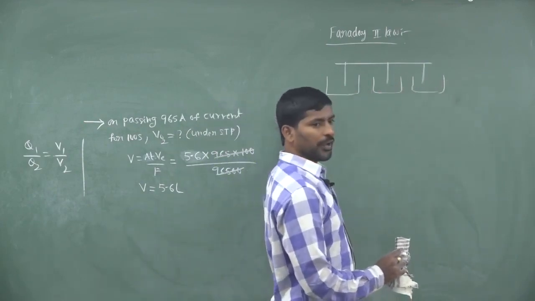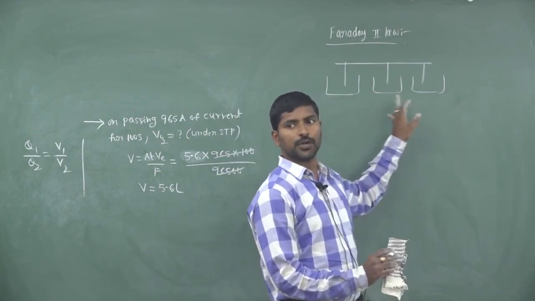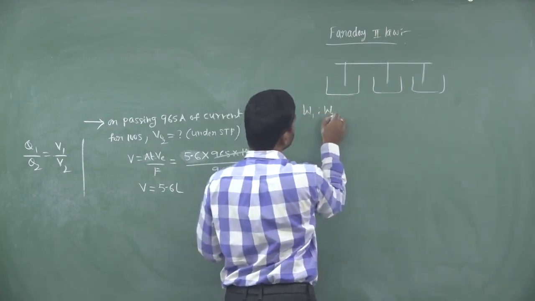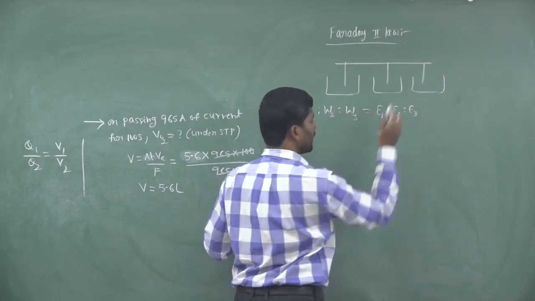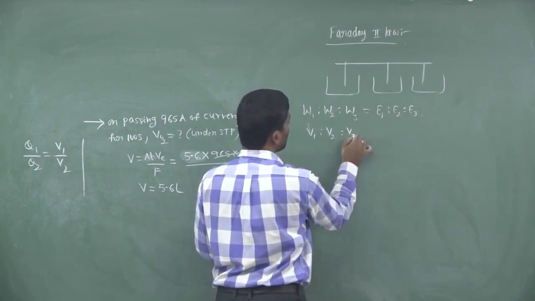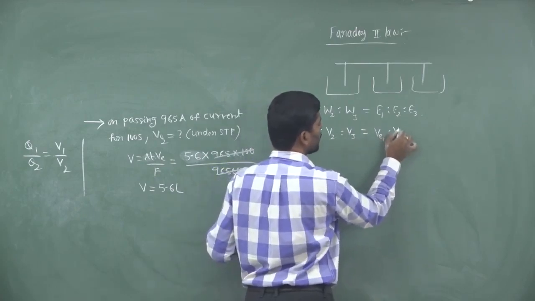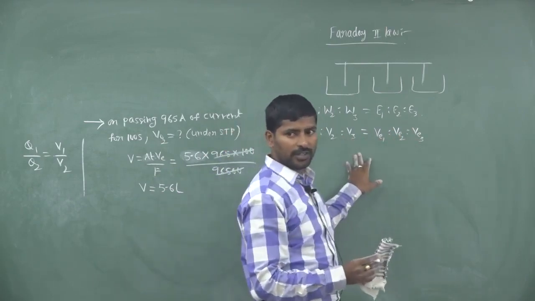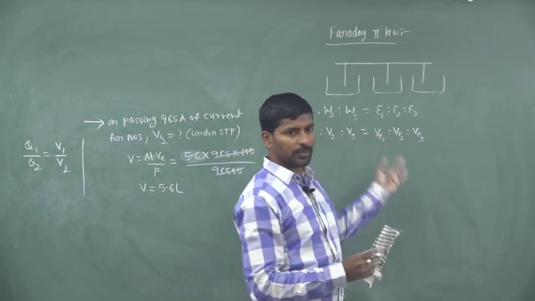Then the ratio of weights of substance deposited is in the ratio of their equivalent weights. Here the ratio of substance deposited, W1 is to W2 is to W3, is nothing but what? E1 is to E2 is to E3. And if you take gases, the ratio of volumes of gases evolved is nothing but in the ratio of their equivalent volumes, VE1 is to VE2 is to VE3. First write the statement, I will explain by an example.